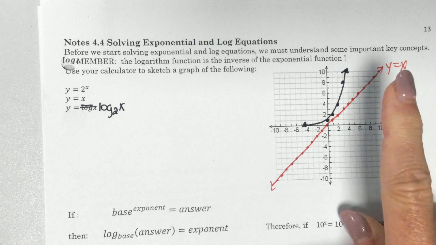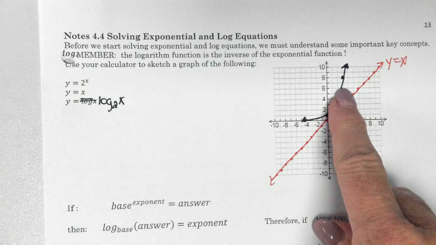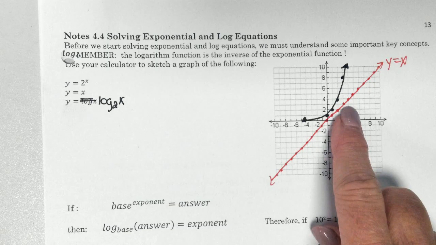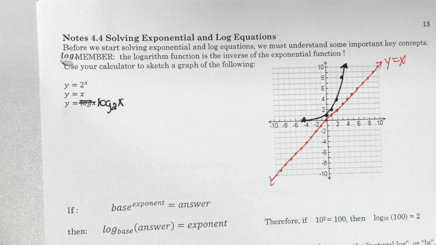Because why we want that y equals x graph is inverse functions reflect over that graph. So whatever points I have plotted right here, if I switch the x and the y, those are going to be my points I can plot over here for log base 2 of x.